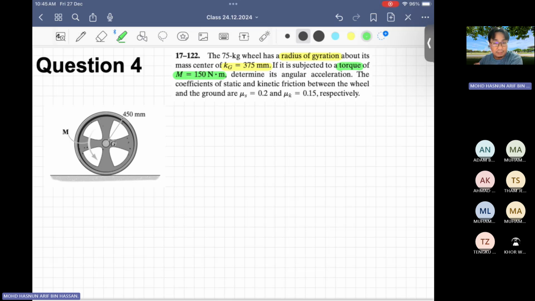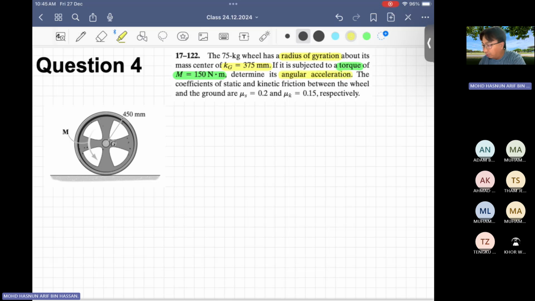So like I said in the previous class, the moment applied to the object can be written as a couple moment. It can also be written as a torque. So this is basically a moment that is applied to the object. A moment is also a force, but it is not a linear force. It is a rotational force. When this kind of rotational force is applied to an object, the object will start to rotate. So what you need to determine is its angular acceleration.